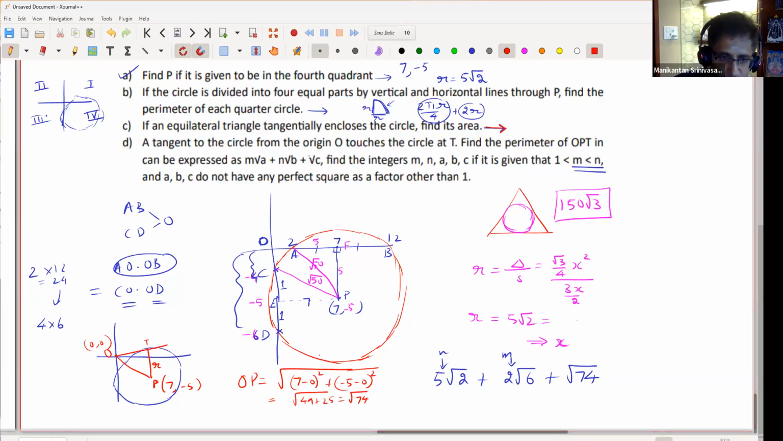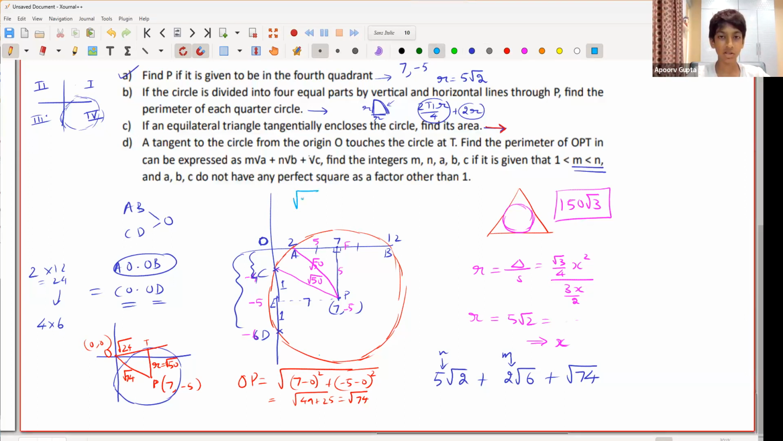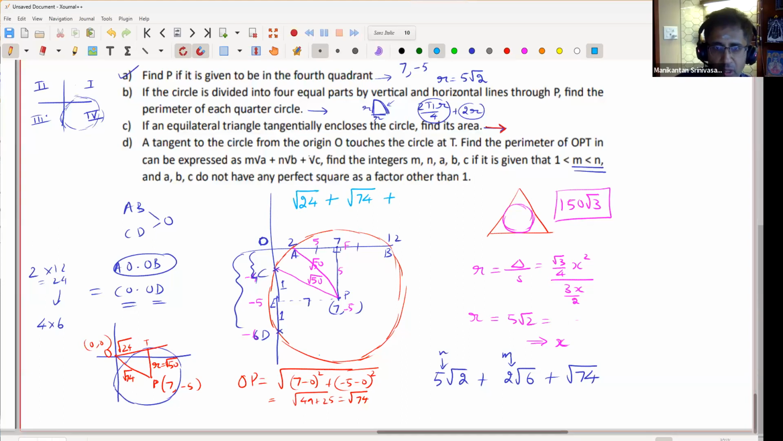Now, you know this is root 74, and you know this is 5 root 2 or root 50. And therefore, by Pythagoras theorem, I can find OT, right? 74 minus 50 is 24, so square root of 24. And therefore the perimeter, once you get it, you just need to factorize it correctly in the form of what he wants. So root 24 plus root 74 plus root 50.